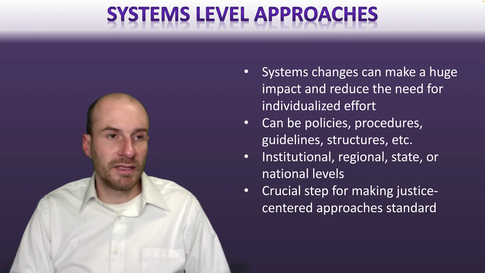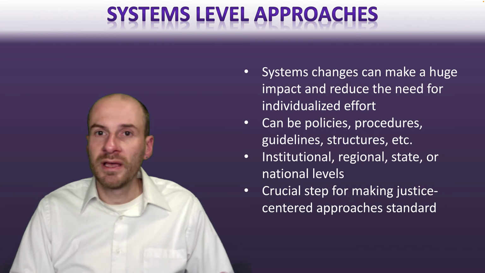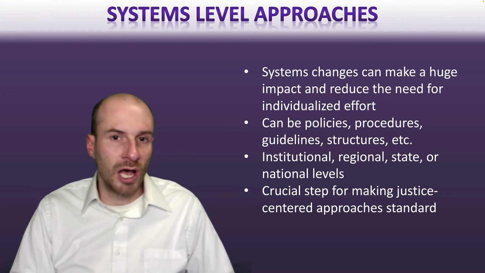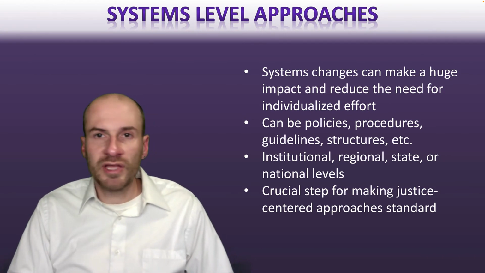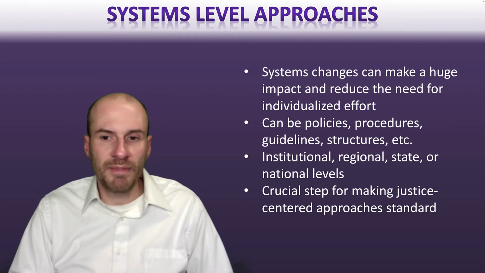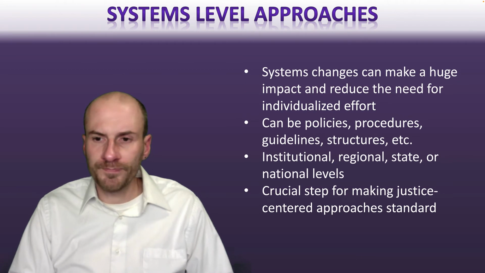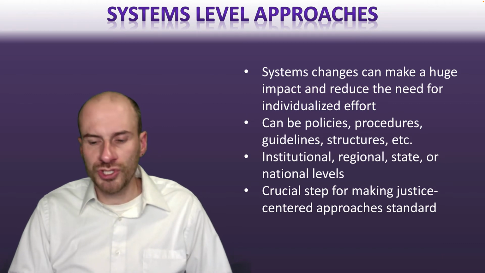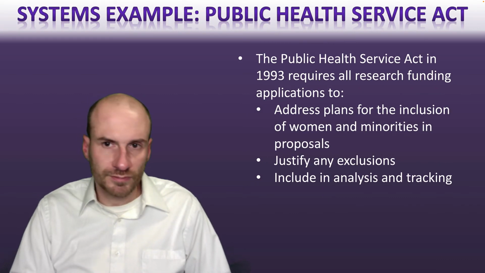Now, this can happen institutionally. It could happen at a hospital or in a community organization. It could be a local policy or something like that. It could happen in the region. It could happen in the state. It could happen nationally. It could happen internationally. These systems changes can happen at many different levels. But they are really crucial for adopting a justice-centered, focused approach to research.